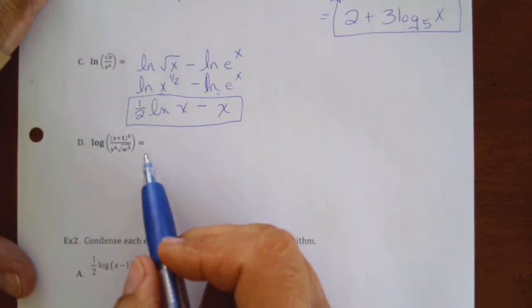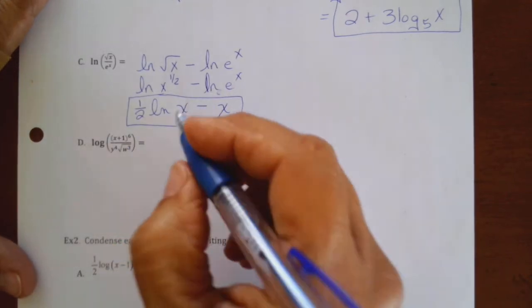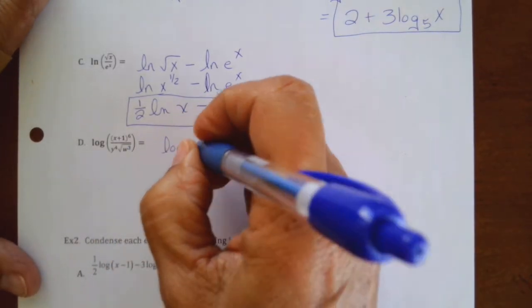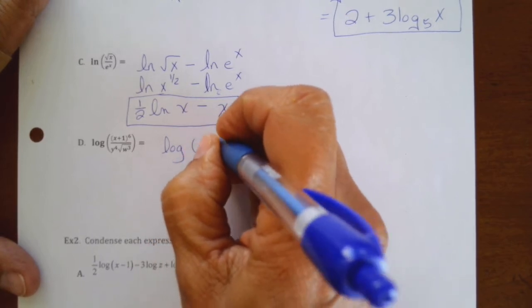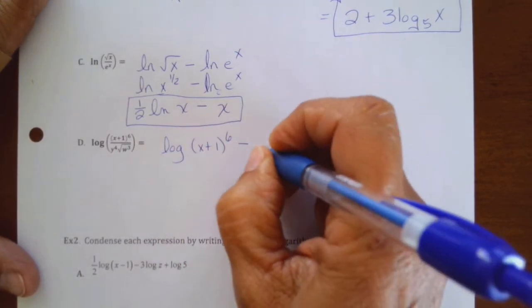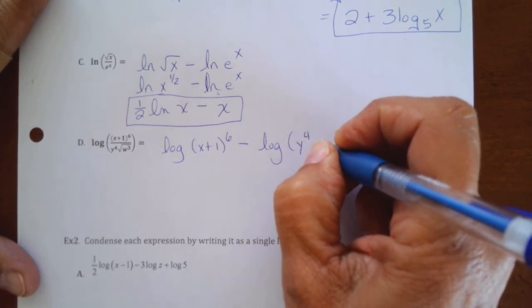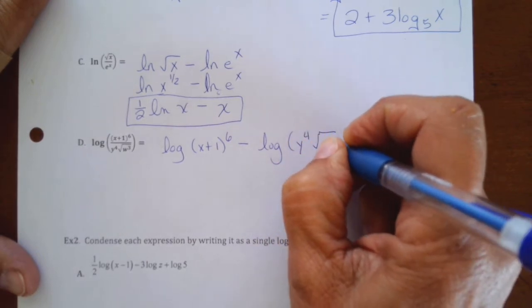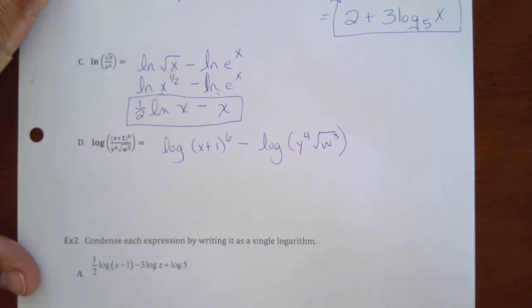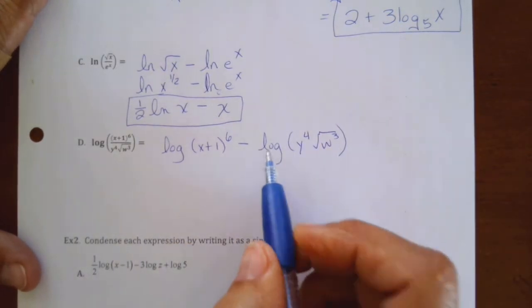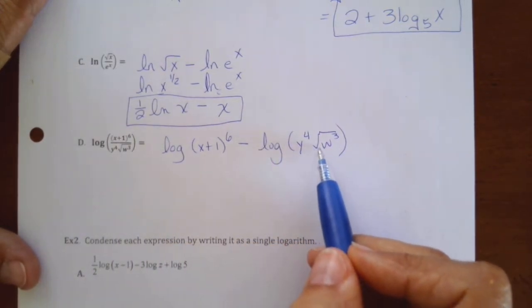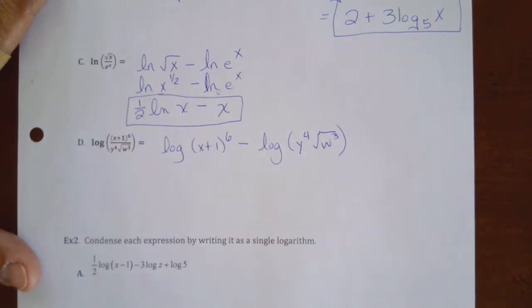All right, the last one to expand. We're going to start always with the division. So let's break that up. Log of x plus 1 to the 6th minus log of y to the 4th square root of w cubed. Okay, so that would be the first thing we're breaking up. Now I've got multiplication here, so I need to break that up.